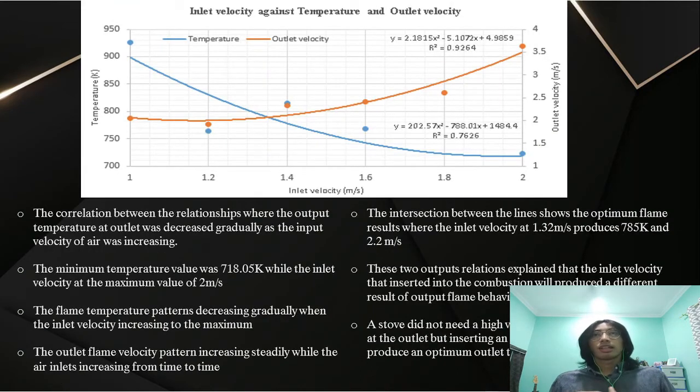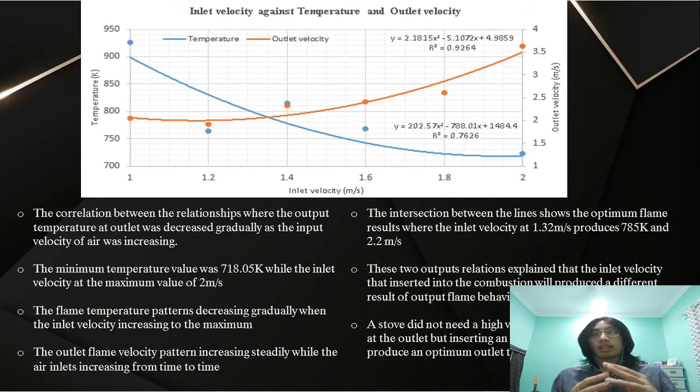Next, a graph has also been plotted of the inlet velocity against the temperature and the outlet velocity. From the results, I obtained two quadratic functions, which are the temperature graph and the outlet velocity graph. The correlation shows that the output temperature at the outlet decreased gradually as the input velocity of air increased.